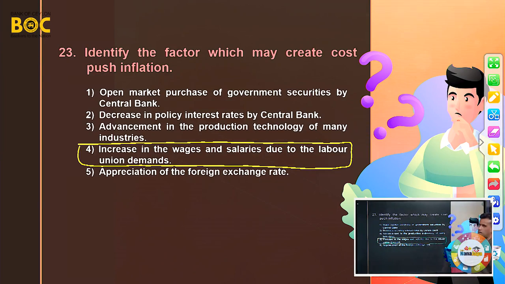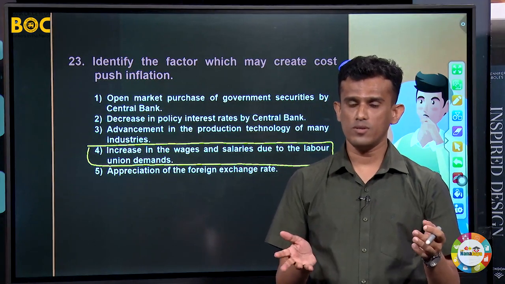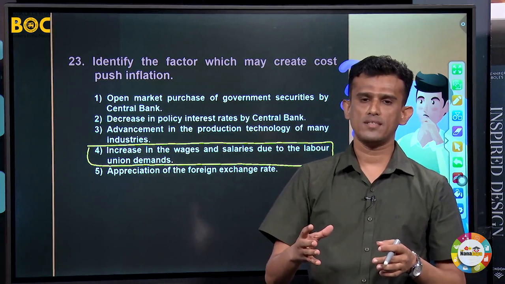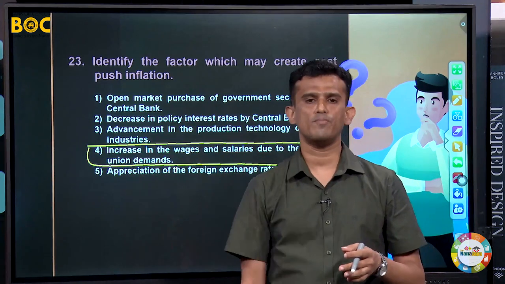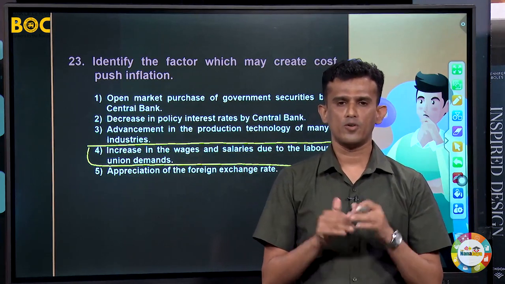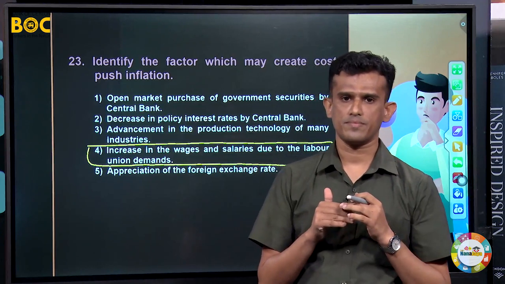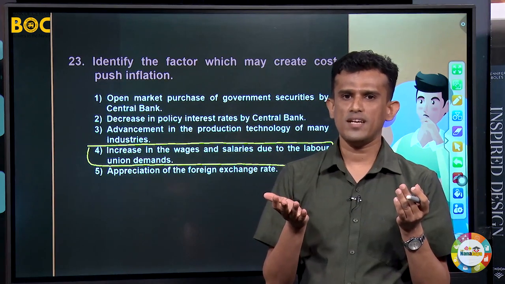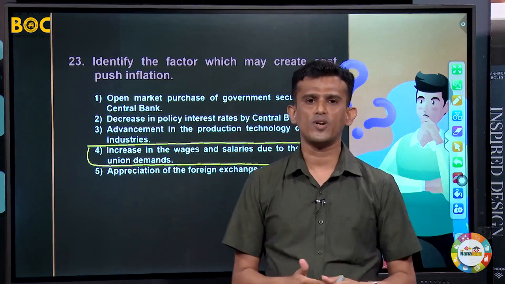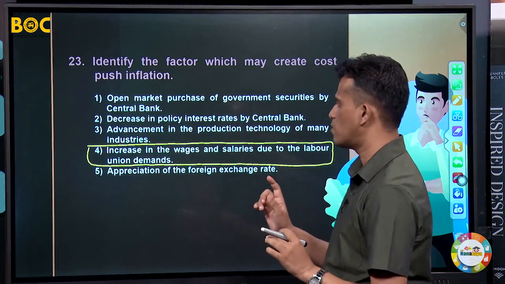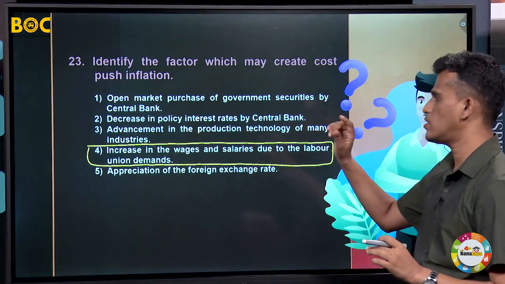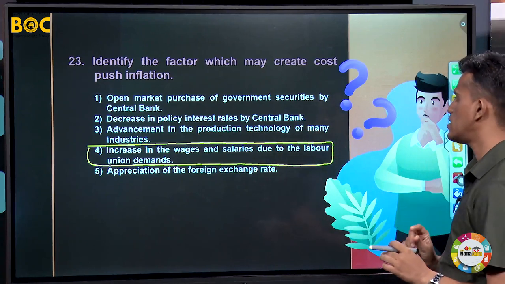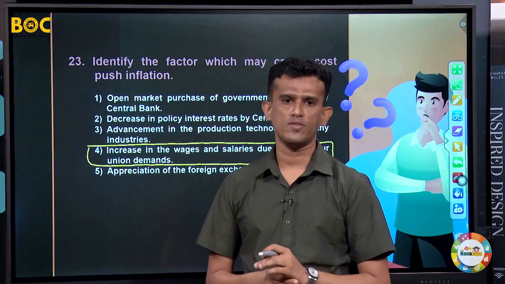We will look at the fifth one as well. Appreciation of the foreign exchange rate. If the foreign exchange rate is appreciated, the amount of rupees that should be paid for a dollar goes down. If we are importing raw materials, paying less rupees for a dollar means the rupee cost of imported raw materials will go down. So if the rupee cost of the imported raw materials are going down, that is leading for the cost of production to go down, not for the cost of production to go up. So therefore, the factor which is leading for the cost of production to increase out of these five answers is the fourth, increase in wages and salaries due to the labor union demands. So the fourth answer is the answer.